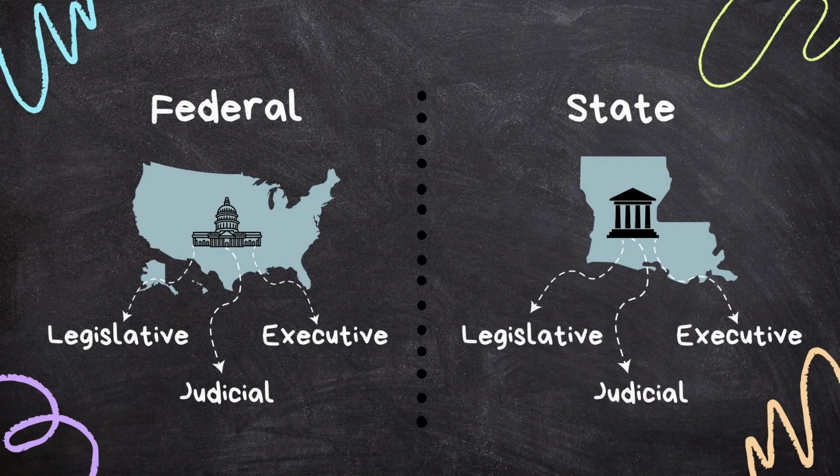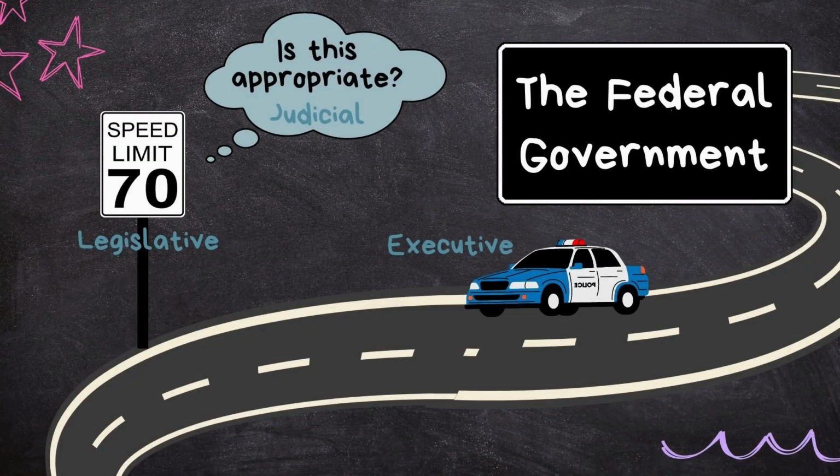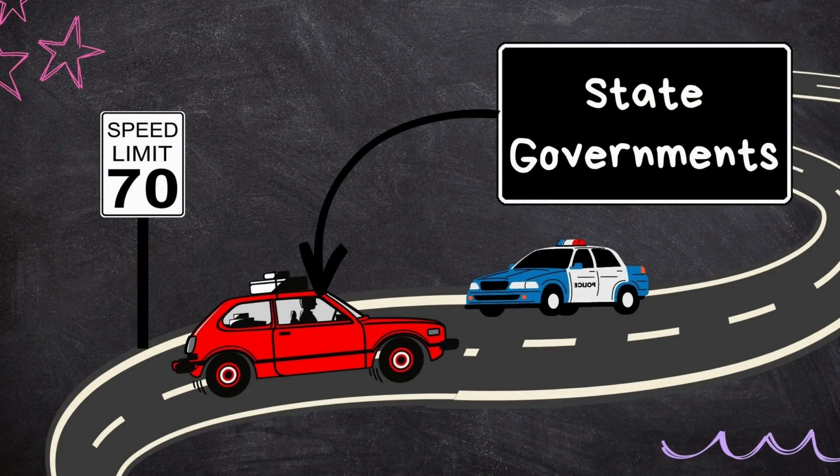Think about it as each state is a car driving down a highway. In this analogy, the federal government would be responsible for setting the speed limit, the legislative branch making laws about what you can and can't do, policing the road, the executive branch, and making sure the speed limits are appropriate, the judicial branch. However, as the driver of each car, the state government has the autonomy to set different conditions for its own citizens, like turning up the air conditioning and choosing how fast to drive.